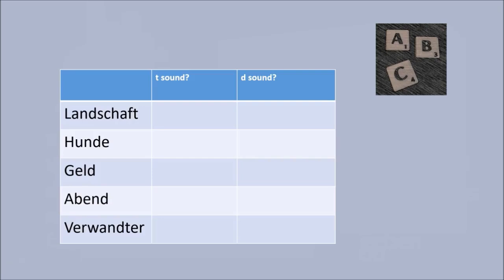Your turn. T sound or a D sound? And this is what these words sound like. Landschaft, Hunde, Geld, Abend, Verwandter.